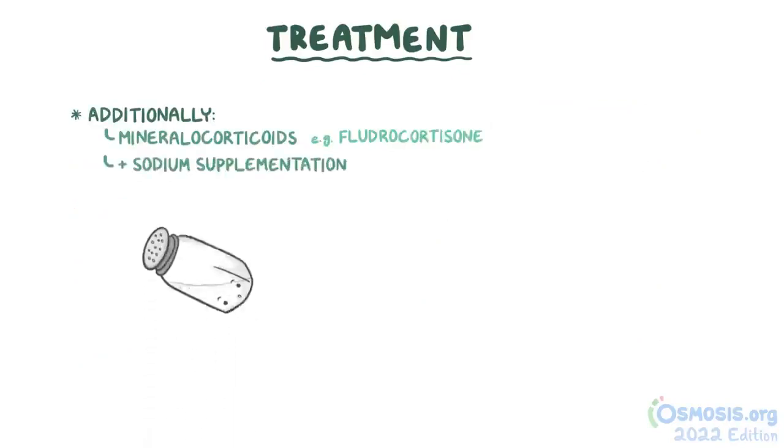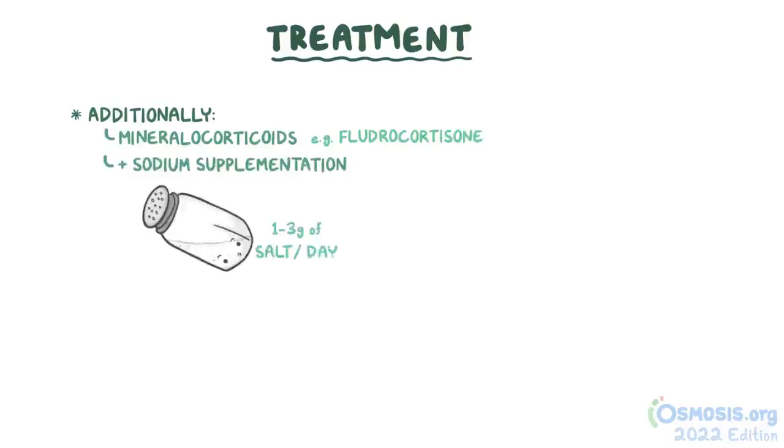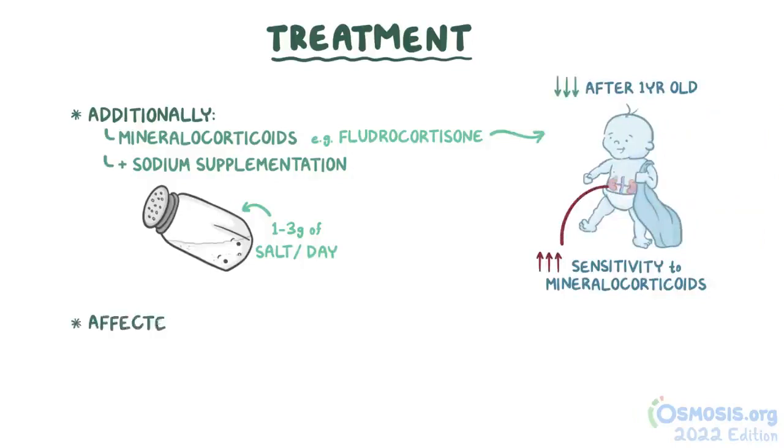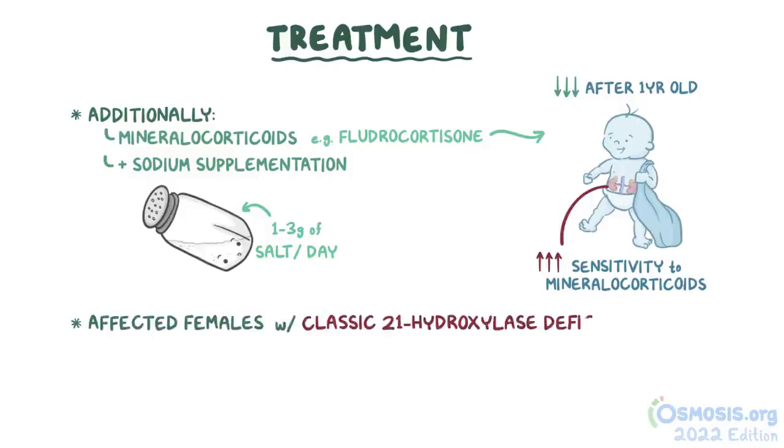Additionally, all individuals with classic 21-hydroxylase deficiency should be started on mineralocorticoids like fludrocortisone along with sodium supplementation, with 1 to 3 grams of salt per day divided into several feedings, even if they don't have a clinically apparent salt-wasting form. Fludrocortisone doses typically need to be lowered after an infant is 1 year old because sensitivity to mineralocorticoid increases as the kidneys mature in the first year of life.